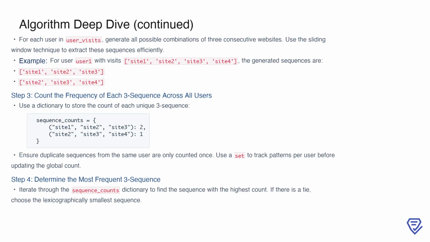Once we have the sequences for each user, we need to count their occurrences across all users. To do this, we use a dictionary to store the frequency of each unique sequence. Importantly, we avoid double-counting sequences that appear multiple times for the same user by using a set to track unique patterns for each user before updating the global counts.